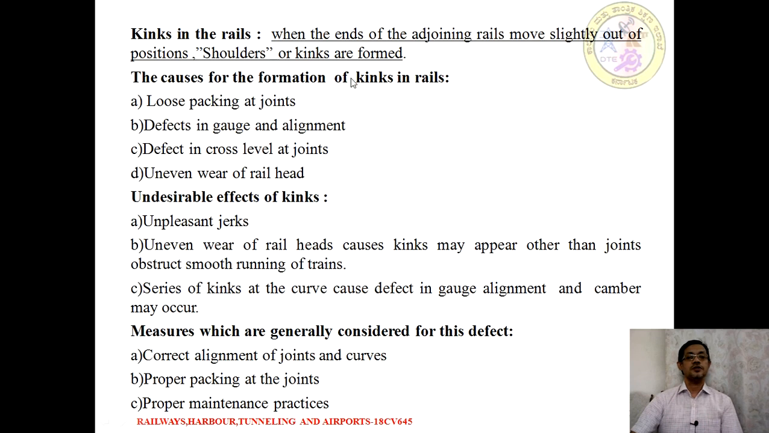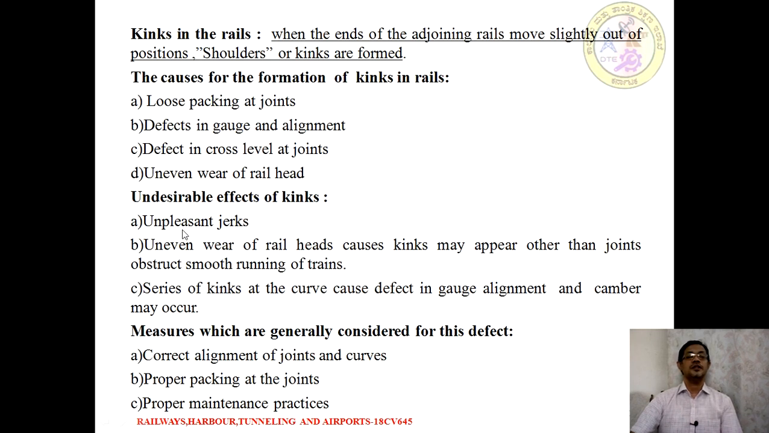The causes for the formation of these kinks might be, once again, loose packing, especially at the joint; defects in gauge or alignment; defects in cross level, especially at the joint; or uneven wear of the rail head. These four are the causes for the formation of a kink in a rail. It is an undesirable effect because any of these are non-uniform and not in level.